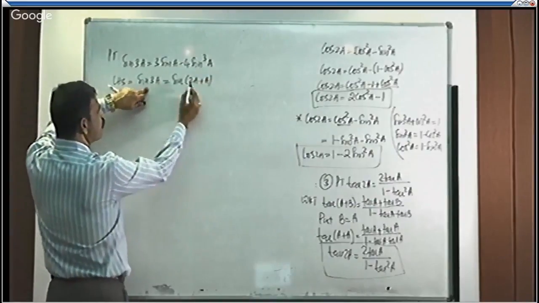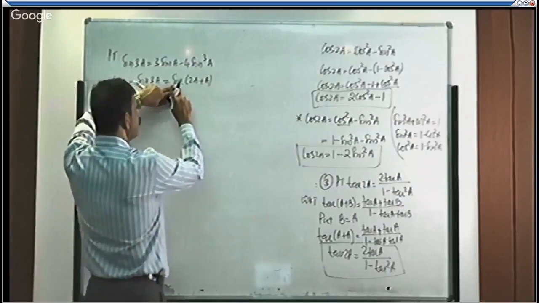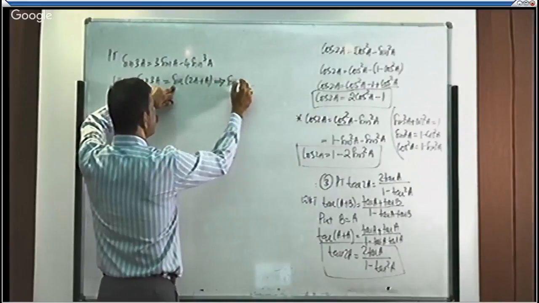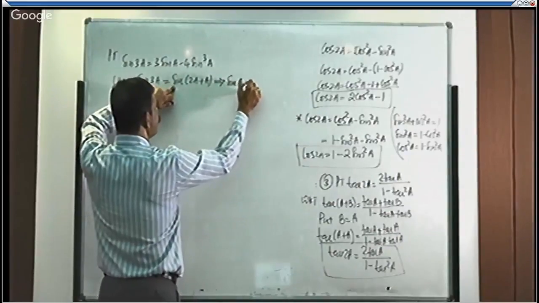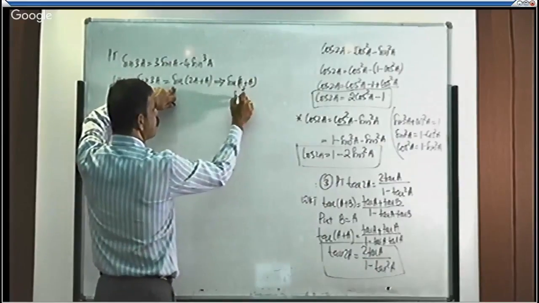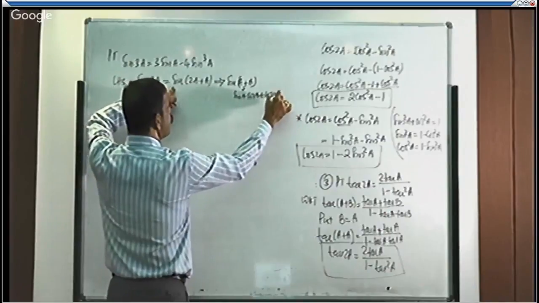3A can be taken as 2A plus A. Observe this. Sin of 2A plus A will be of what form? It is of sin of A plus B form. Correct? What is sin of A plus B? Sin A cos B plus cos A sin B.